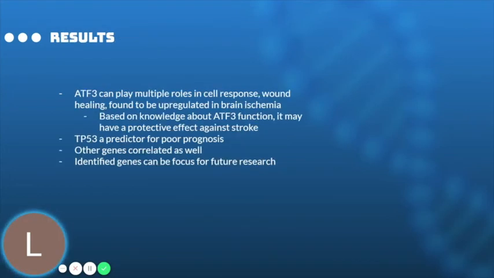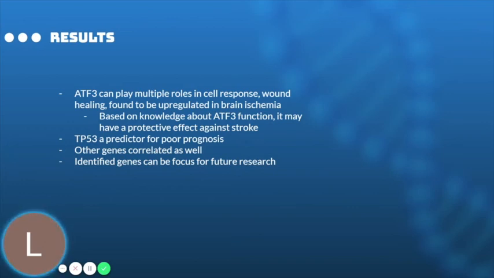As for the results, they identified a few key genes. I'm not going to go through all of them, but I will name a few of the most important ones. ATF3 can play multiple roles in cell response and wound healing, and it was found in this study to be upregulated in brain ischemia patients. Based on this prior knowledge from the KEGG database about ATF3 and its function, it's hypothesized that it might have a protective effect against stroke.